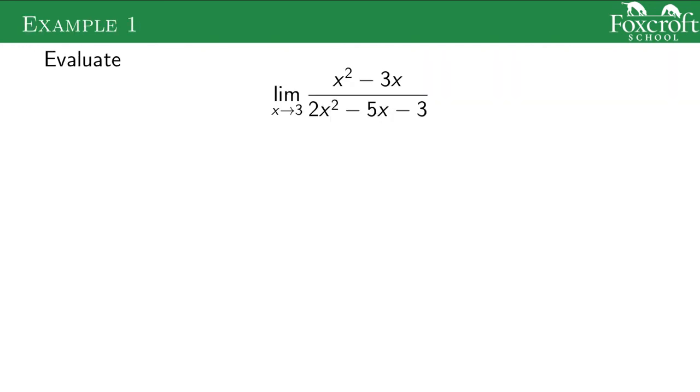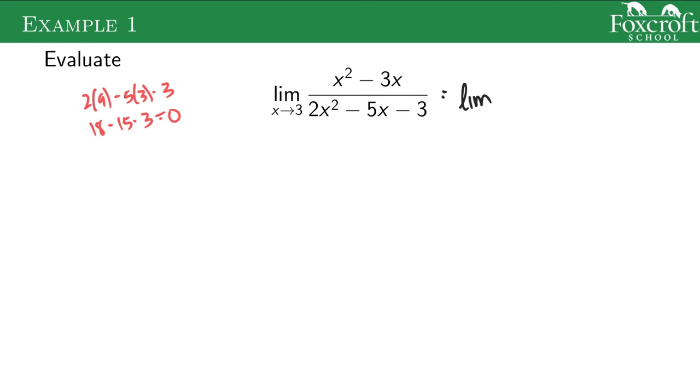So this one, if I try to plug in 3, let me just write it over here. We have 2 times 9 minus 5 times 3 minus 3. Let's see, 18 minus 15 minus 3, and that's 0. So if I try to, from the start, plug in 3, I would get 0 on the bottom, and that's bad. That's my hint that I should try to factor this.